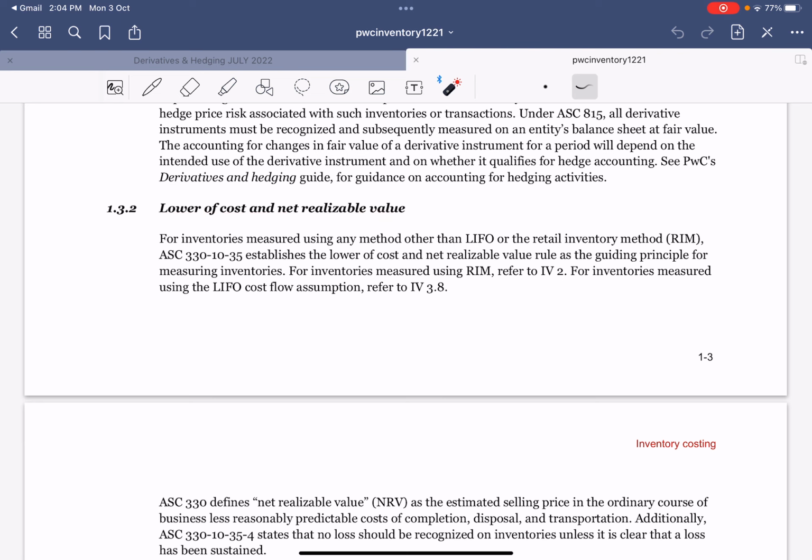What's the meaning of this? For inventory measured using any method other than LIFO, because in some standards LIFO is not allowed, like in the Indian standard LIFO is not allowed, and for the retail inventory method, okay, it's our main method. Like this is our priority. So for this, I have particularly started reading all this.